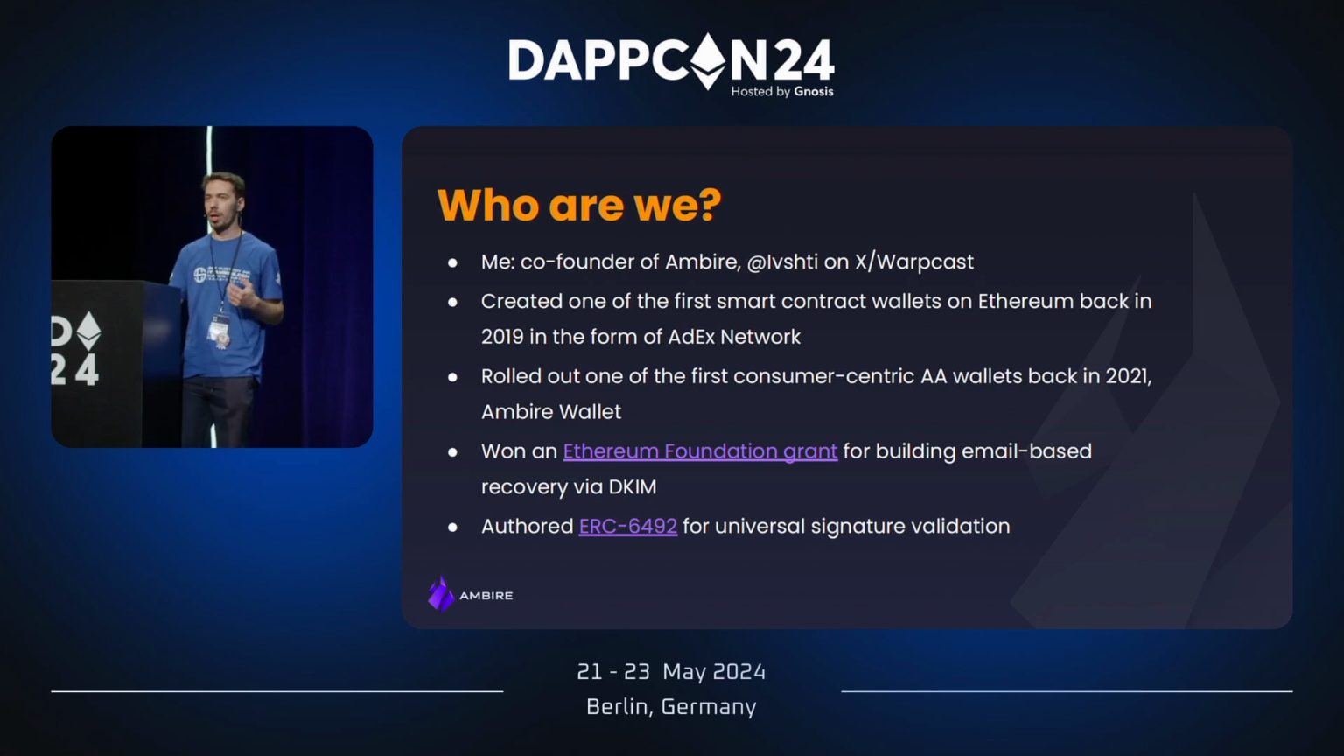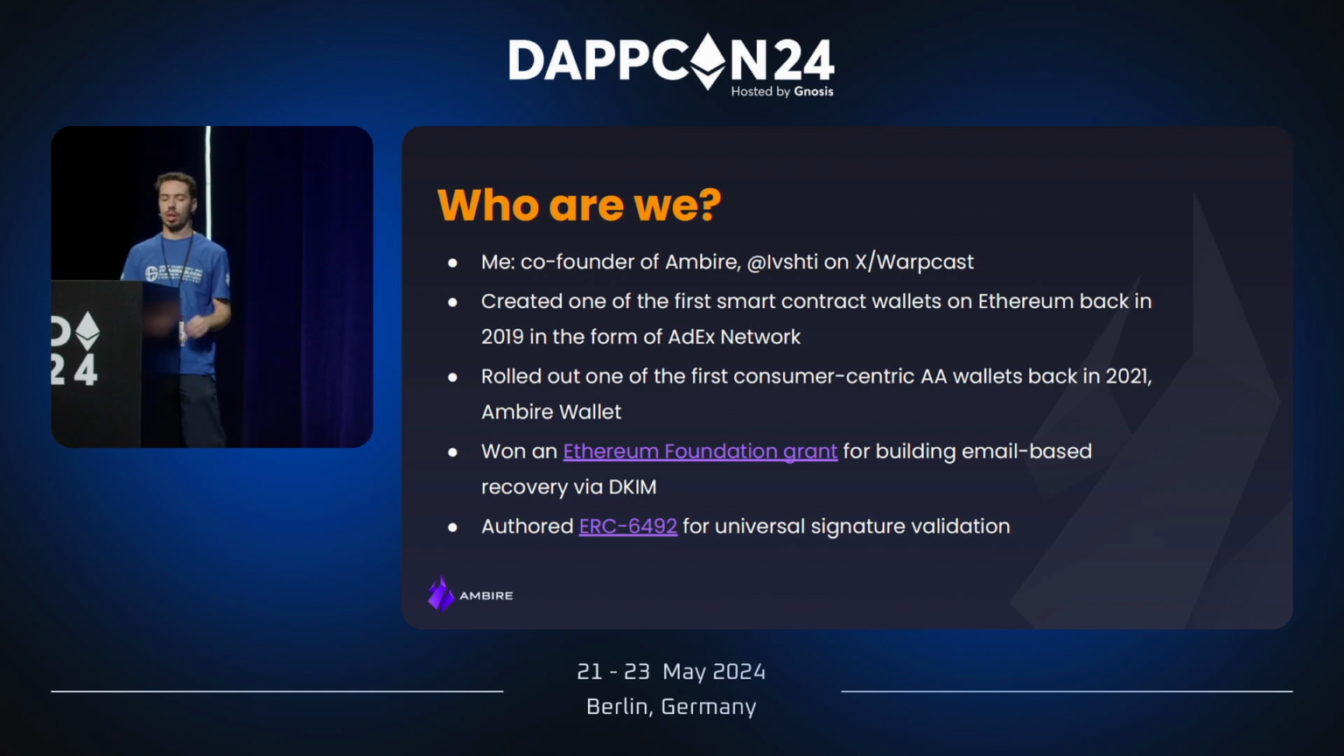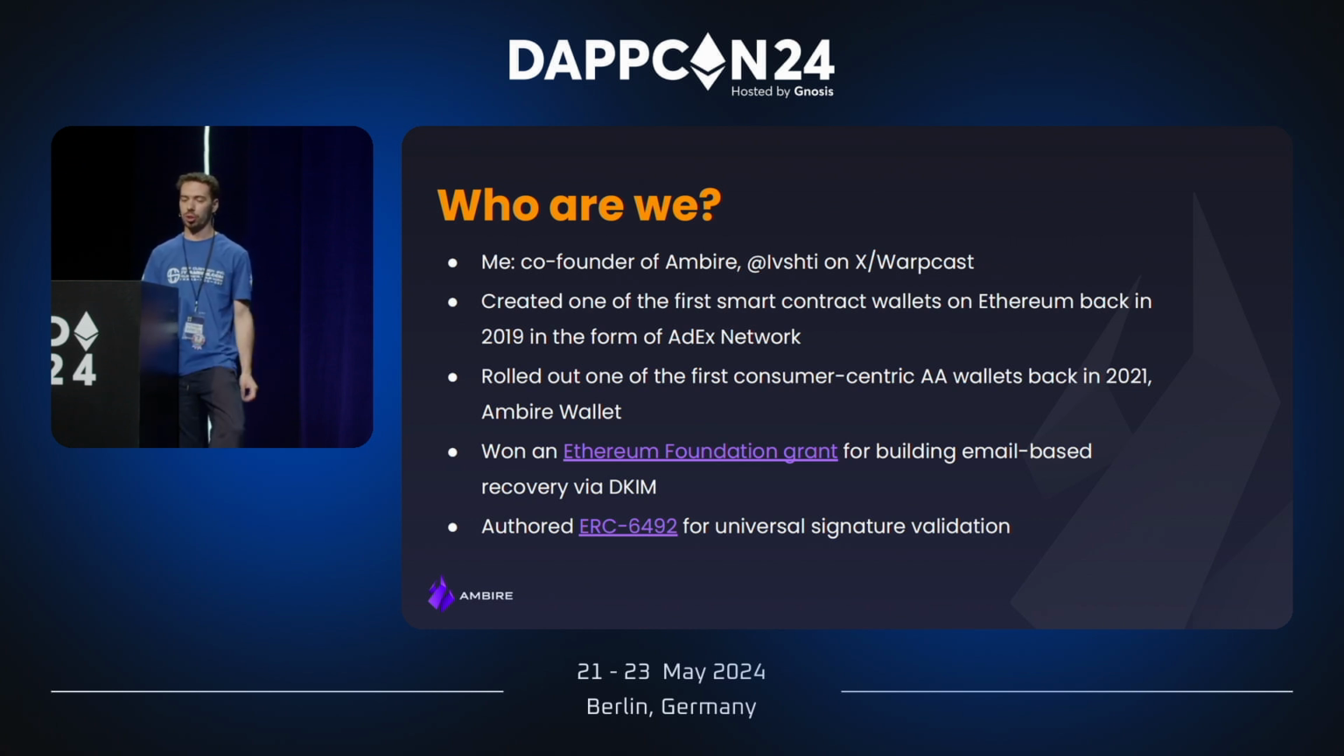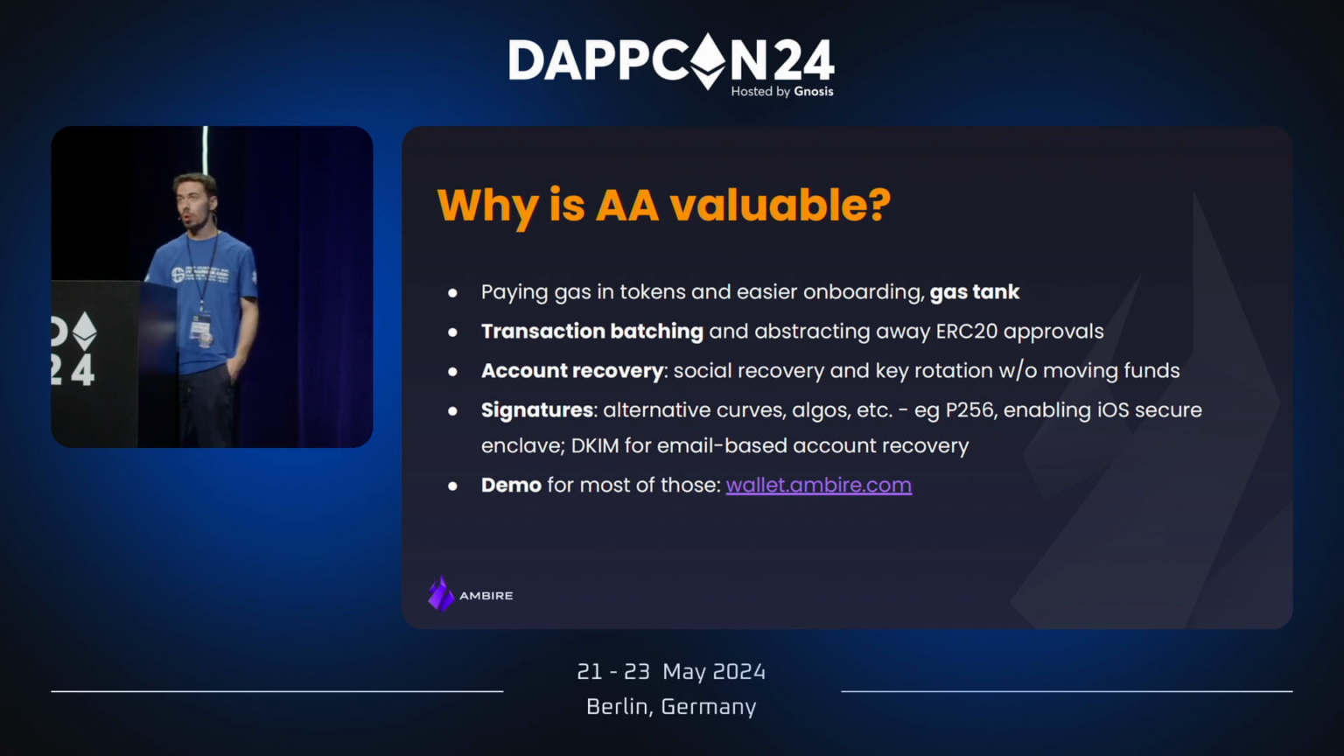So first of all, who am I? Who are we? I'm the co-founder and CEO of Ambire Wallet, and Ambire Wallet is one of the first smart contract wallets on Ethereum entirely. It was built in 2019 as part of the ADEX network and then pivoted into its own thing, spun off. And we launched one of the first consumer-centric account abstraction wallets in '21. Since then, we've grown to over 100,000 wallets. We also won an Ethereum Foundation grant for building email-based account recovery through DKIM signatures. And finally, I wrote a very cool ERC for verifying signatures from smart contract wallets that aren't deployed yet, so counterfactual accounts.